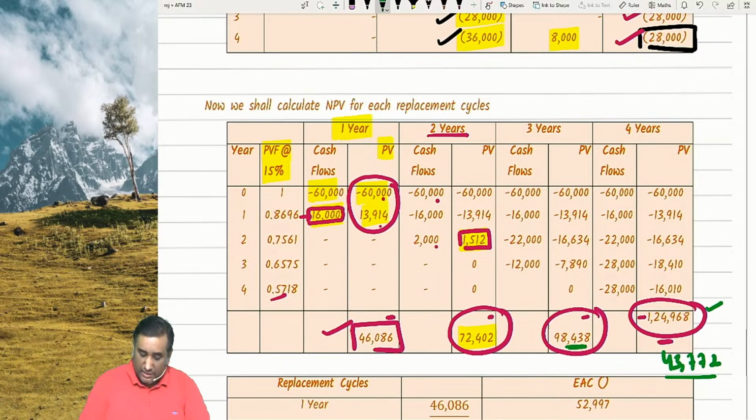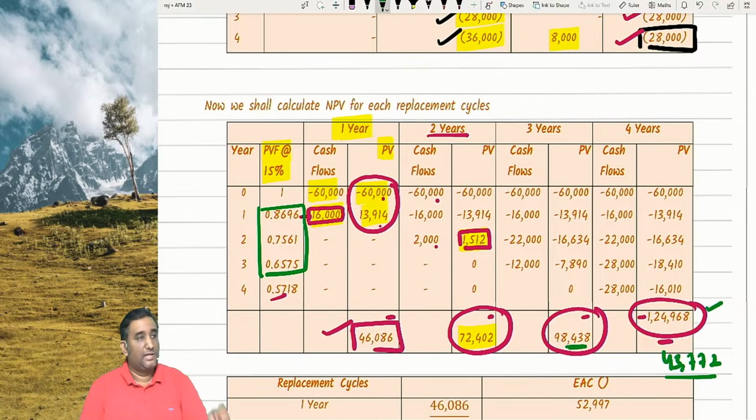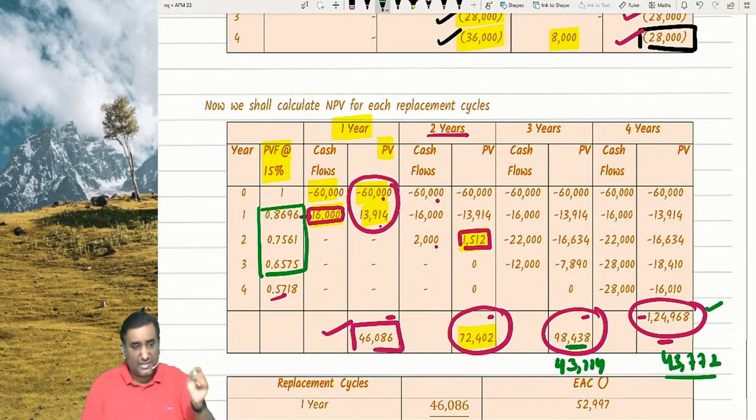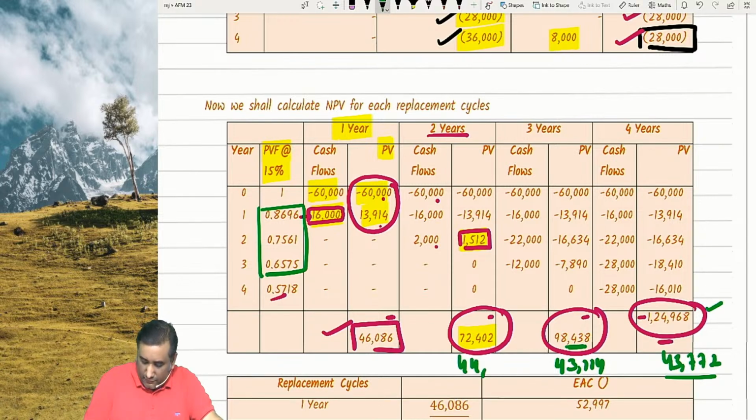Similarly, 98,438. Add up how many year factors, sir? 3 years. Calculate average cost. 43,114. It means on an average, if we replace every third year, average costing would be 43,114. 2 years, 44,536. First year.